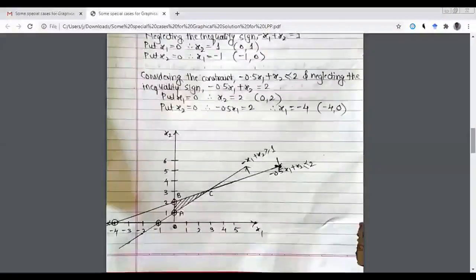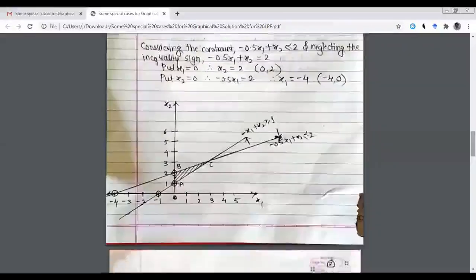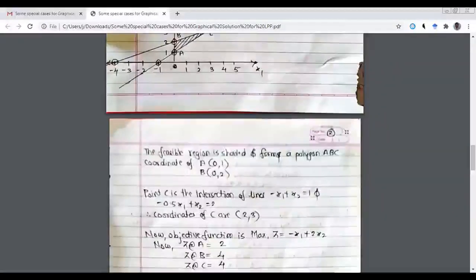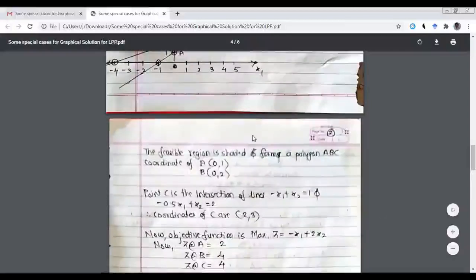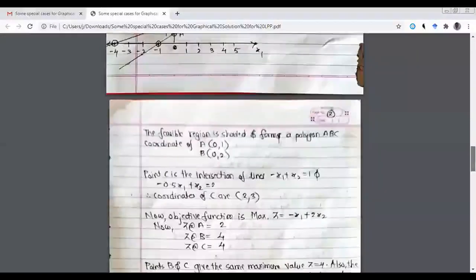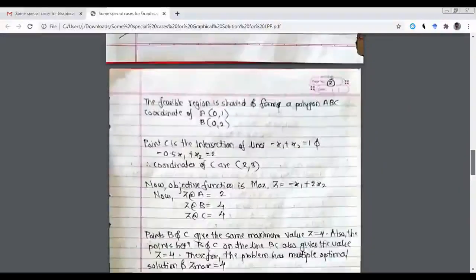When we solve this numerical further, I've written here that the feasible region is shaded and forms a polygon ABC. Coordinates of A are (0, 1), B is (0, 2). Point C is the intersection of the line -x1 + x2 = 1 and -0.5x1 + x2 = 2. If we solve this, we get the coordinates as (2, 3).